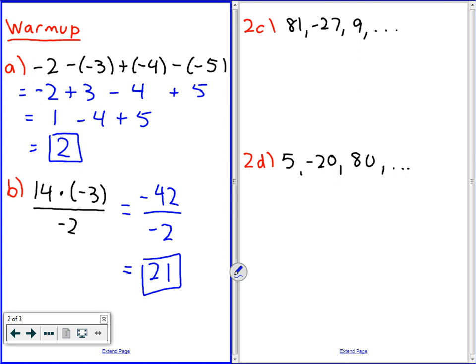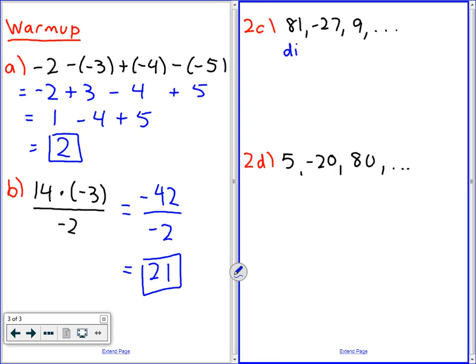81, negative 27, 9. What's the pattern for that one? Joey, go ahead. Divided by negative 3. Divide by negative 3. Now you might say, wow, how'd you get that? Well, if you think 81 divided by negative 3 is negative 27, you need to use your calculator on that one, that's cool. Negative 27 divided by negative 3 is 9.